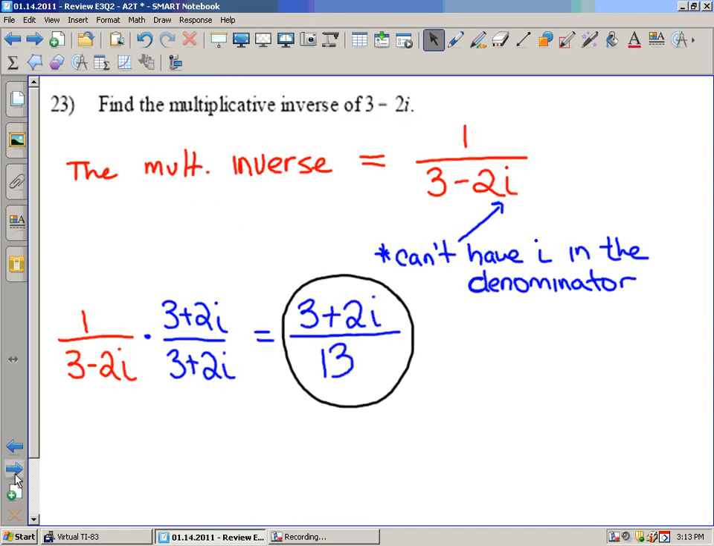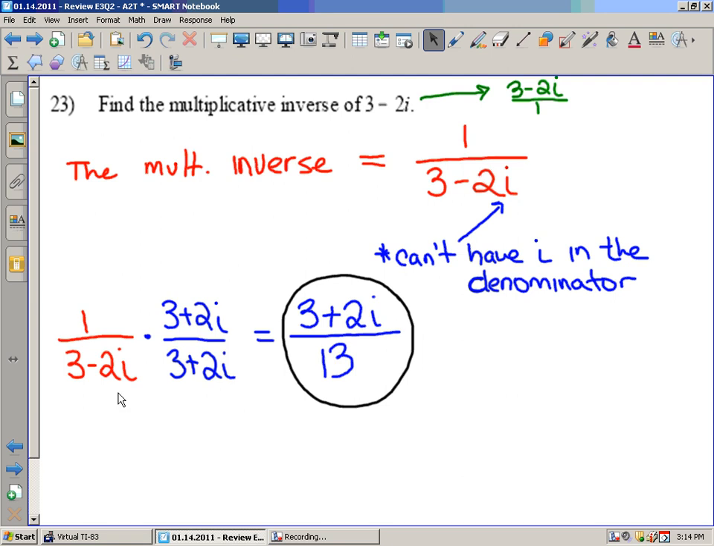What's the multiplicative inverse? The multiplicative inverse is just the flip of the original. You see, because the original is 3 minus 2i over 1. The multiplicative inverse is 1 over 3 minus 2i. But you can't have i in the denominator, and the only way to get rid of it is by multiplying both top and bottom by the conjugate.